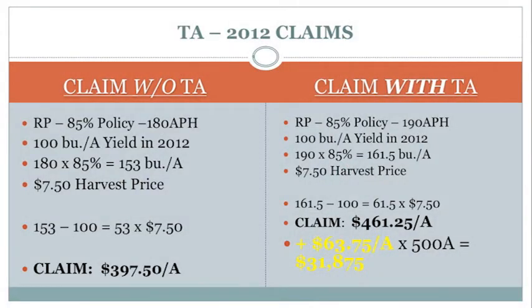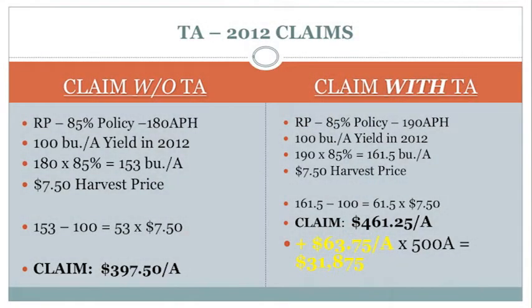Now the next slide I want to show you is how that affected your claims for 2012. First I'll show you what it would look like if you didn't have trend adjustment. Let's say you had an 85% revenue protection policy, 180 bushel APH, and for easy figuring, a 100 bushel yield you raised in 12. Basically 180 times 85%, your guarantee is 153 bushels an acre. You raised 100, and the harvest price was $7.50, which is what it came in last fall. So 53 bushels short times $7.50, your claim was not quite $400 an acre in that scenario.